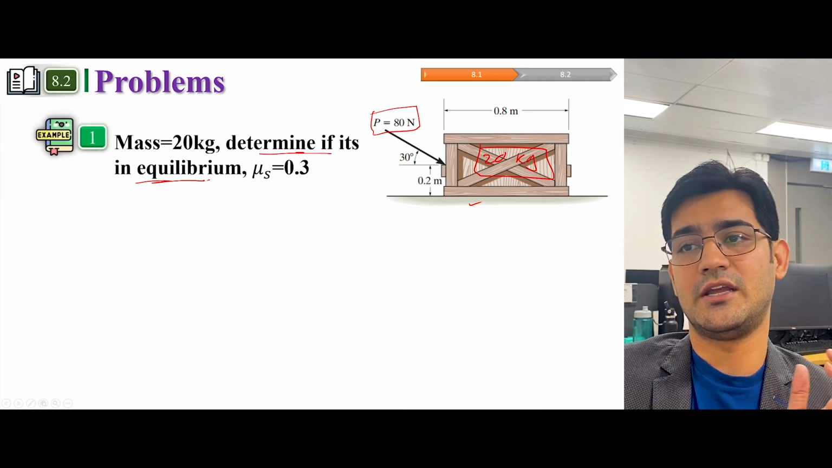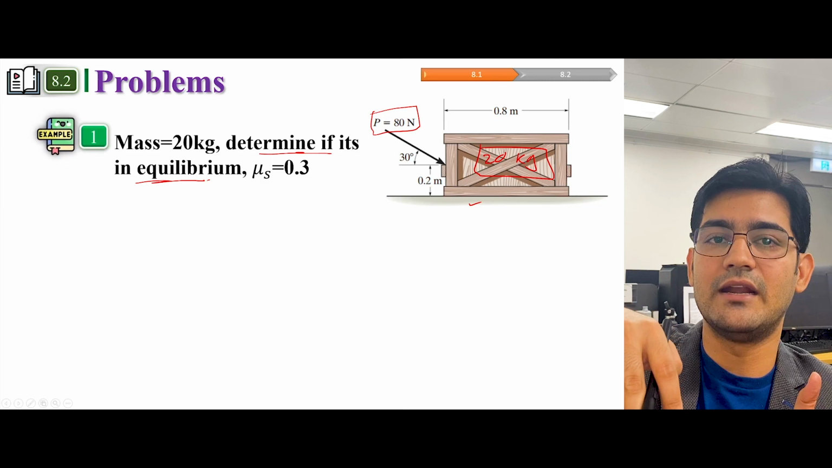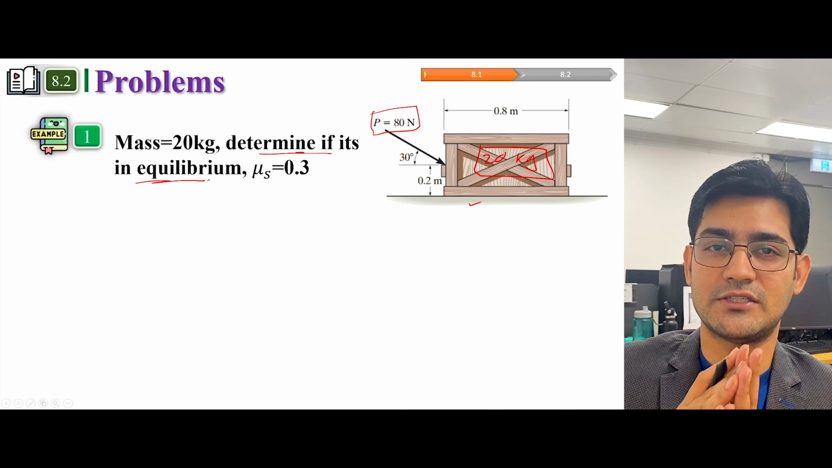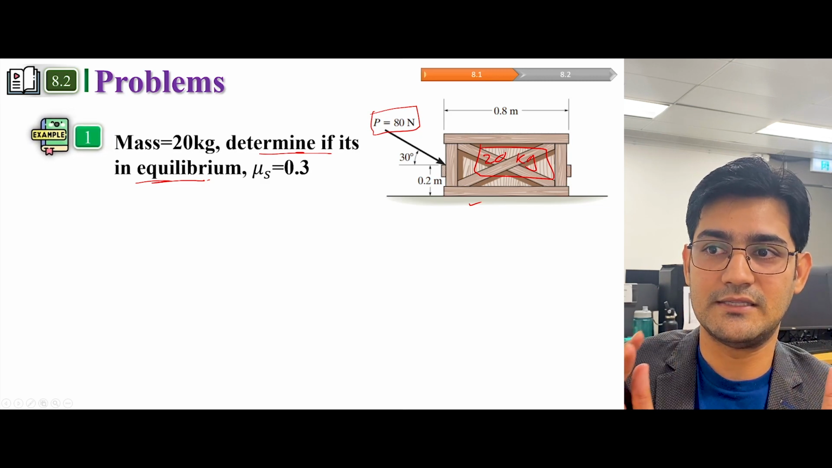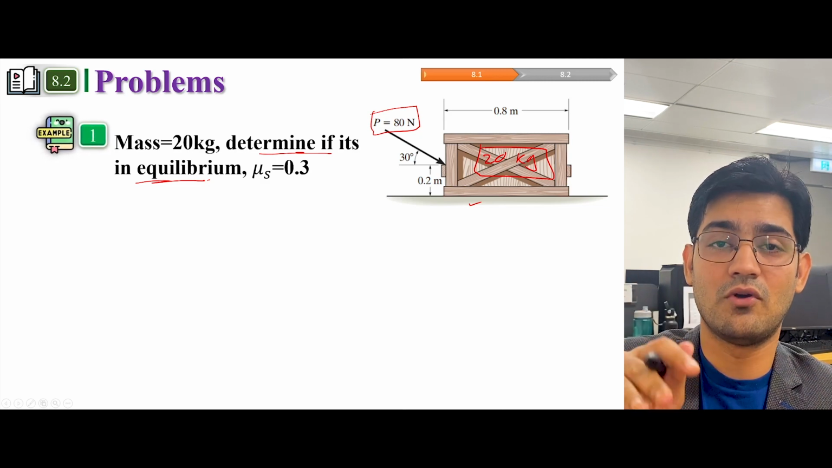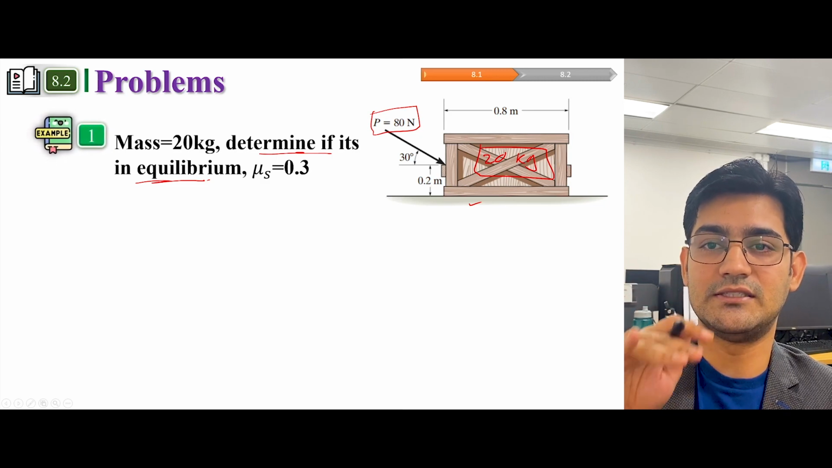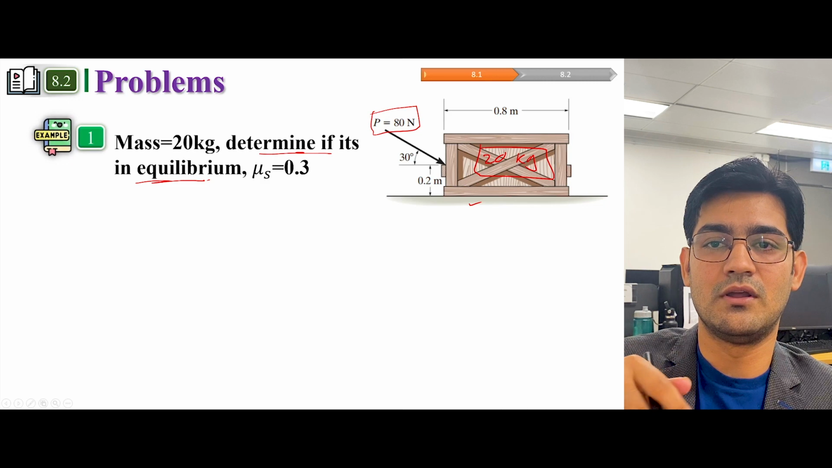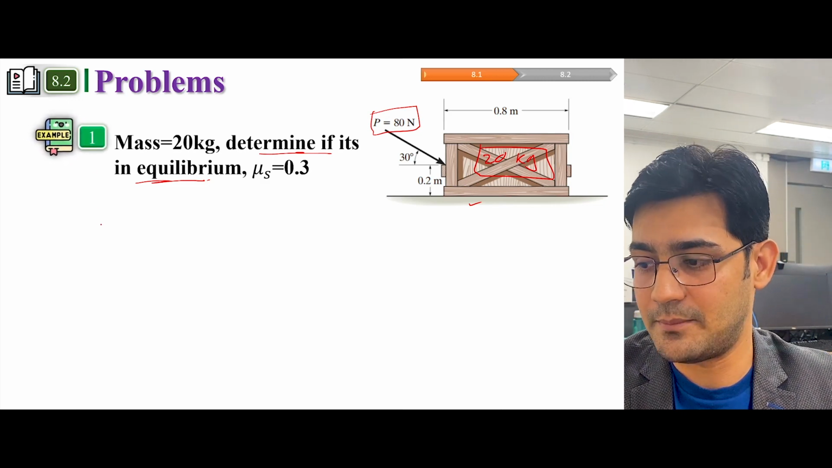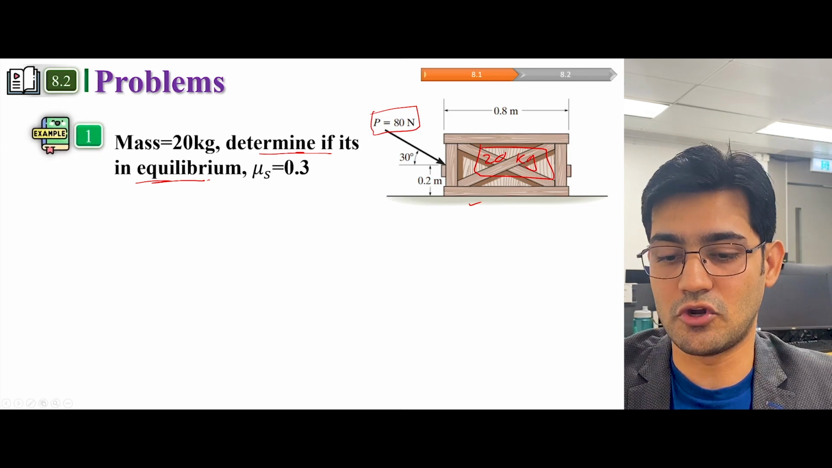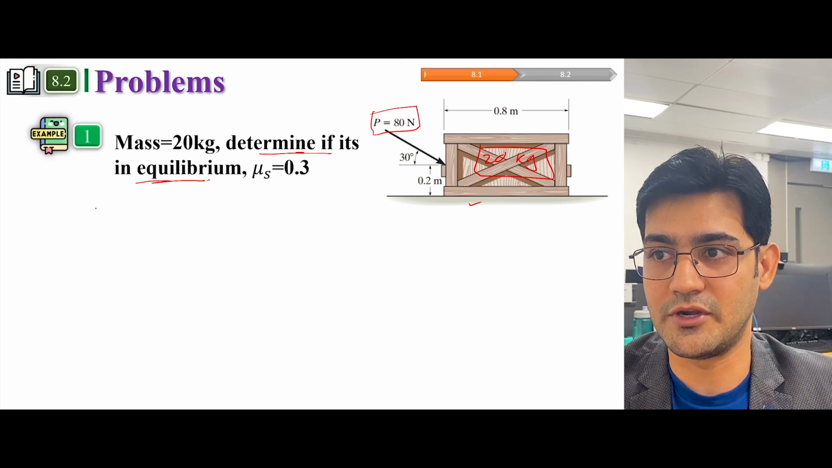So what we are interested in is, if we apply a load of 80 Newton at an inclined angle of 30 degrees, would this system be in equilibrium or not? What I mean is, will this rigid body move or will this rigid body stay static? So if this rigid body is staying static after applying the load, then we can say that this system is in equilibrium. So the first step, as always, is to draw a free body diagram. So let's try to draw a free body diagram.